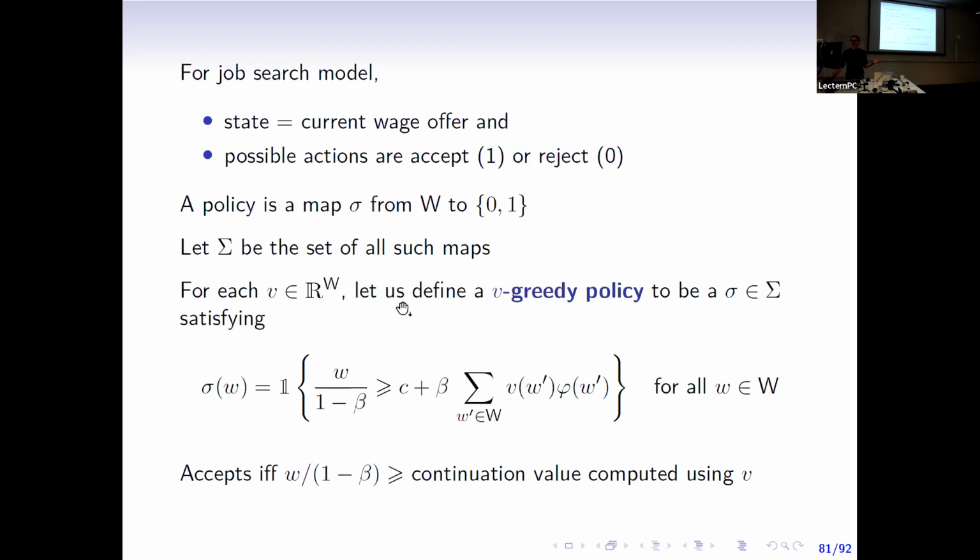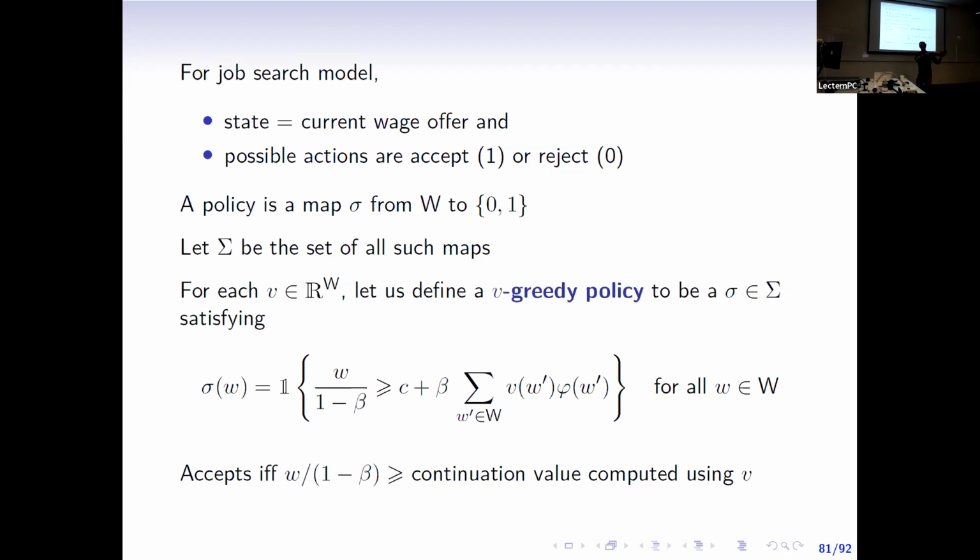And then given a candidate value function, some v here, I'm going to say that a policy is v-greedy if this statement is true. Again, I'm using that indicator function, so it can be 0 or 1, depending on what I see here. So the idea with a v-greedy policy, and this basic idea is going to carry on throughout what we do, is that you treat v like it's the value function.